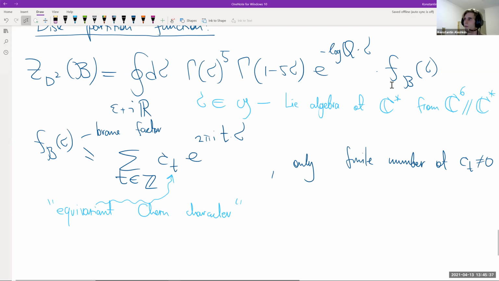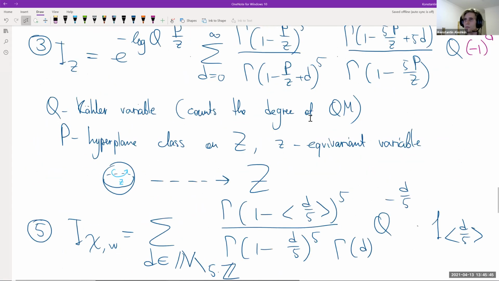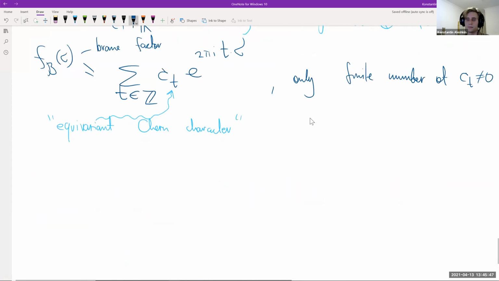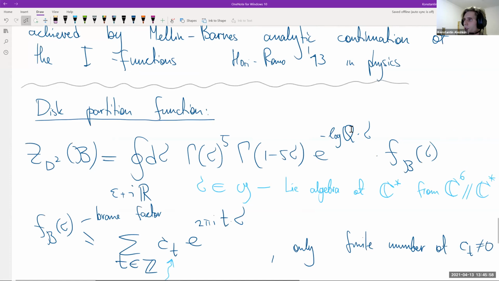All right, and so what does this have to do with our previous story with all these I functions? Is the following fact. So depending on the sign of the logarithm of q, one can evaluate this integral by residues either using the poles of this function gamma of sigma or the poles of gamma of 1 minus 5 sigma.